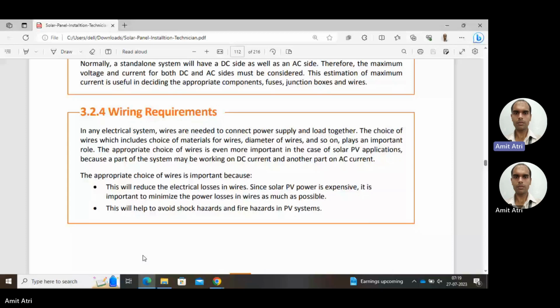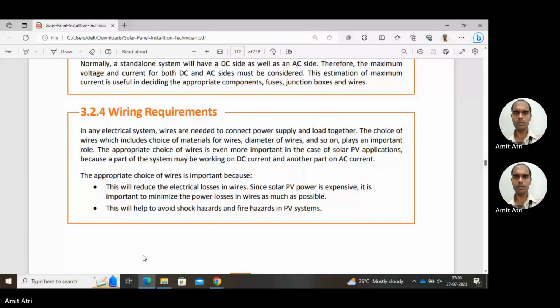Today we will start with unit number 3.2.4, that is wiring requirement. Wiring is needed not only in the solar PV system, but in any electrical system, to connect the power supply and the load. Power supply here can also include other components which are a part of the power system, so we can interconnect them.